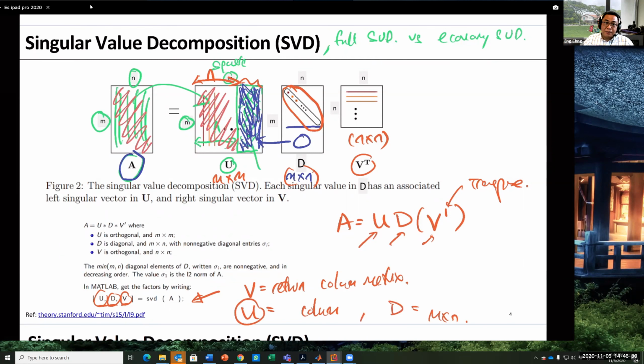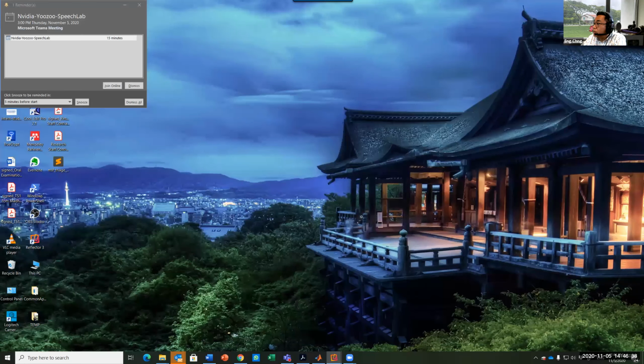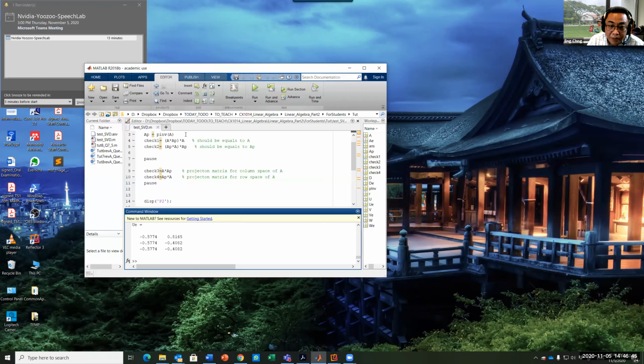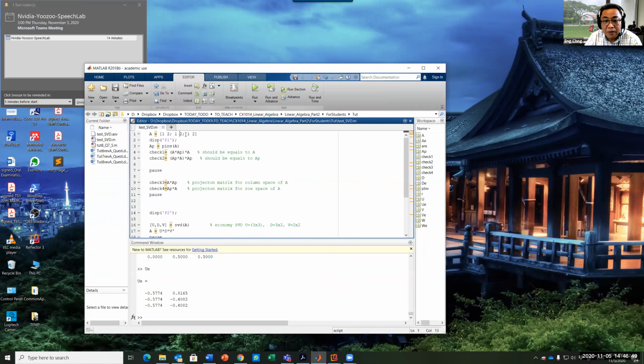Let us see an example in MATLAB. Oops, where's my MATLAB? Okay. I'm going to step through, and you're going to see. The first thing I do is construct A. A is 1, 2, semicolon, 1, 2, semicolon, 1, 2. I'm going to run this, and so this is A. A is a matrix with 2 columns. Not only that, it's a matrix with 2 dependent columns: the first column times 2 is the second column. So m is 3 because there are 3 rows, and n is 2 because there are 2 columns.